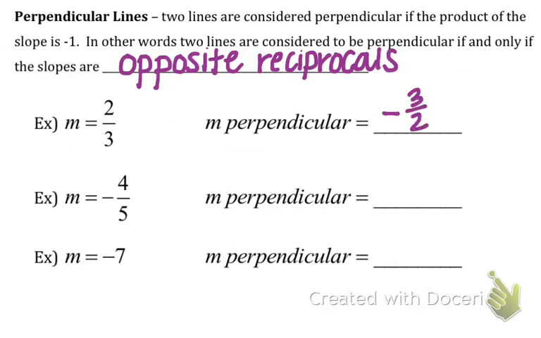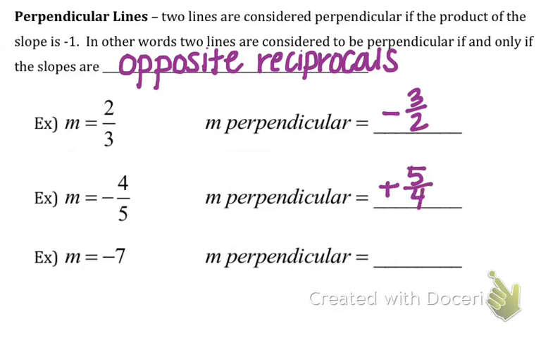Let's do another example. If my original slope is -4/5, then that means my perpendicular slope must be positive. That's the opposite. And the reciprocal of 4/5 is going to be, just switch those around, 5/4.